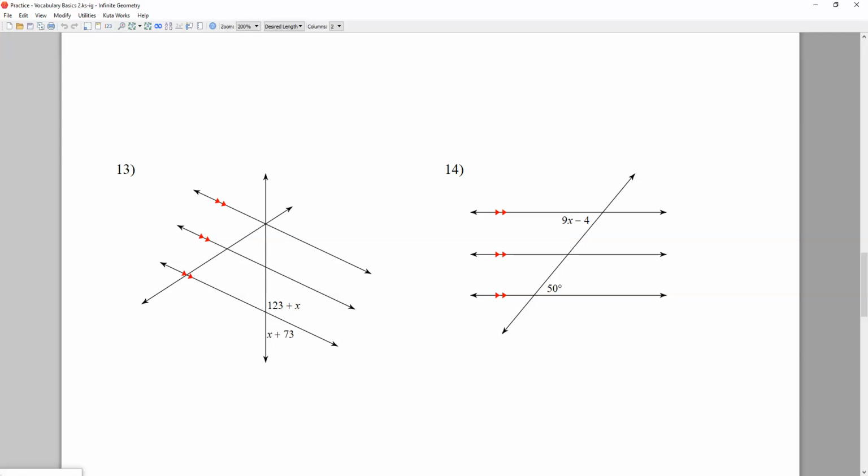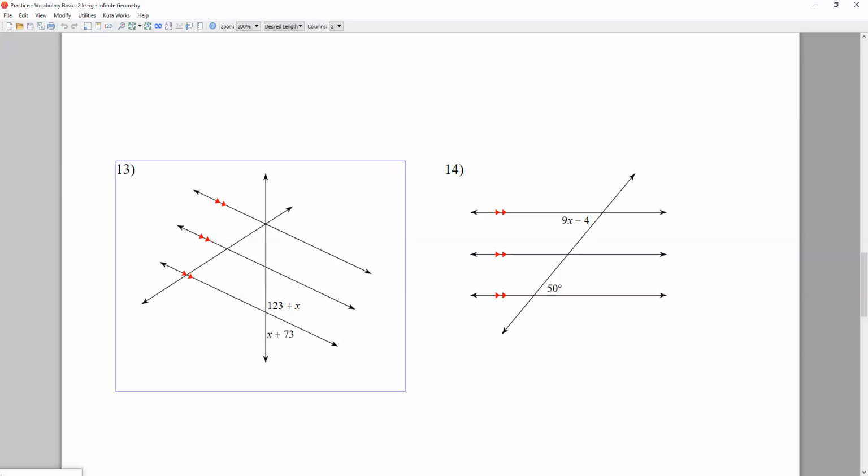Why is that okay? Well, that's okay for x, because when I plug x into this top part, 123 plus negative 8, that's 115. And then negative 8 plus 73 is 65. 65 plus 115 is 180, so we're all good. X can be negative. It's okay. The angle won't be negative, but the x value can be negative.